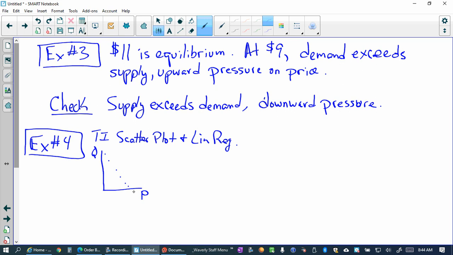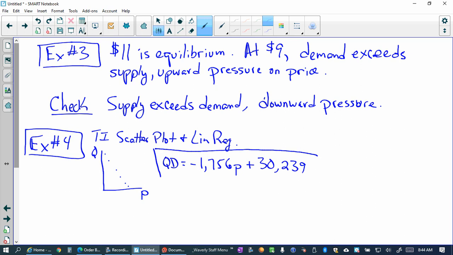And then we got our quantity demanded, our QD. I don't want to use a Y here. Quantity demanded equals negative 1756, we'll just round it, times price plus 30,239. So there's an equation that models the demand.